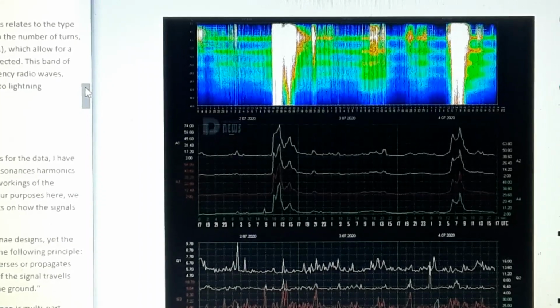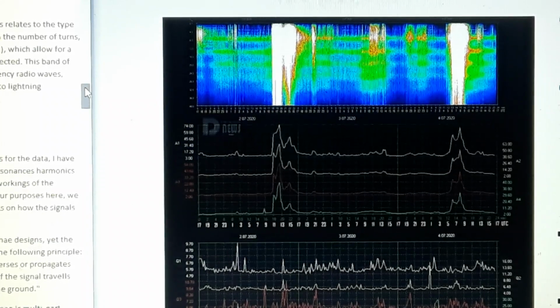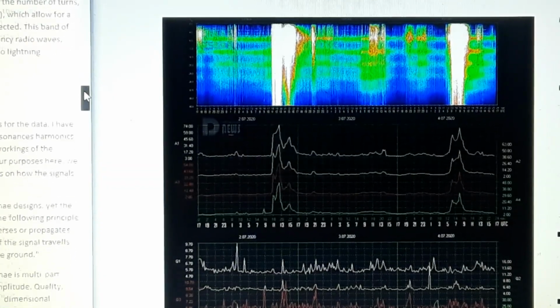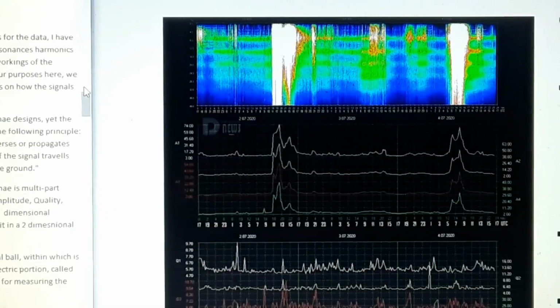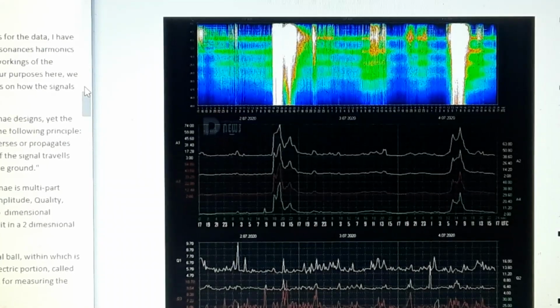All right, so in the meantime, when the literature refers to modes, this relates to the type of internal copper wirings based on the number of turns, the cross-section of the wire. This allows for a certain range of signals to be detected. This band of signals is the lowest end of the low-frequency radio waves, which encircle the globe, primarily due to lightning discharges. All right. So traditional Schumann resonances are based on lightning discharges. So I'm introducing the antenna relative to the modes, but it's much more complicated than that. But I want there to be an introduction of the antenna, and this is a good place to put it.